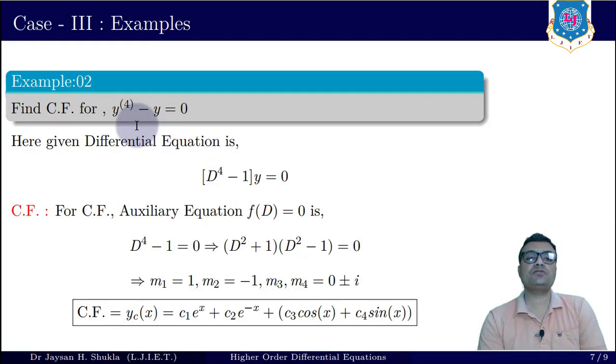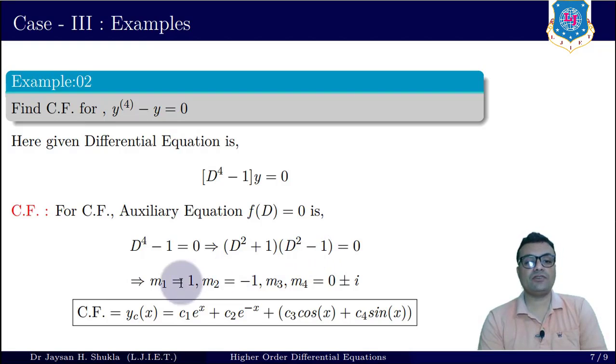Suppose we have D^4 y - y = 0, which simply gives us (D^4 - 1) y = 0 as the differential operator form. To find the auxiliary equation, f(D) = 0. Now, if I take f(D) = 0, it simply gives me, by the perfect square technique on the left hand side, (D^2 + 1)(D^2 - 1) = 0. So that means now we have four different roots.